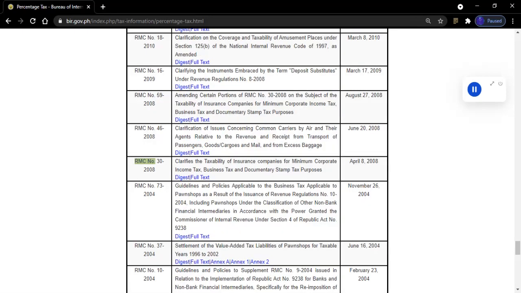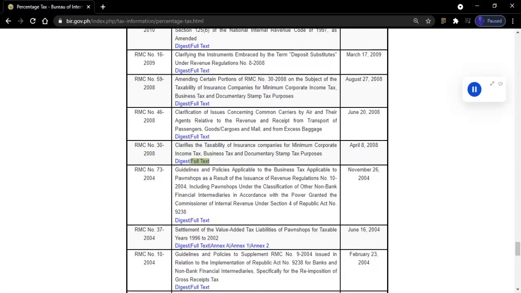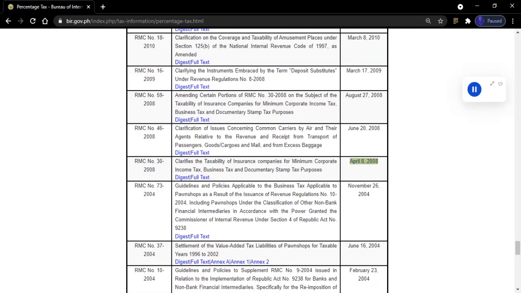RMC No. 30-2008. Clarifies the taxability of insurance companies for minimum corporate income tax, business tax and documentary stamp tax purposes. Digest. Full text. April 8, 2008.